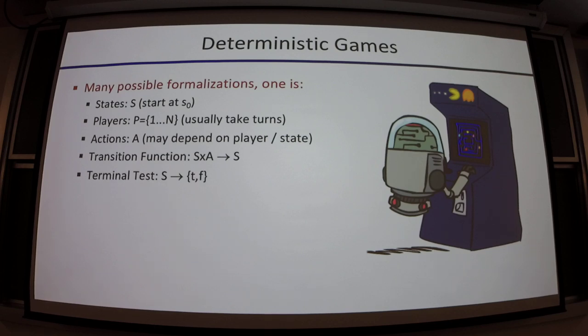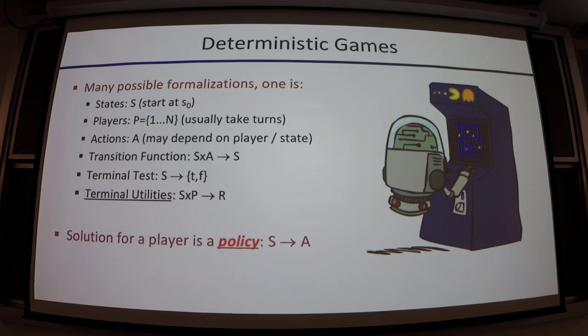We need some terminal test. Is this game over, right? And here's something new. We need a terminal utility. So given a terminal state, what's the outcome? Did I win? Did I lose? Did I draw? Did I win by some amount? Did I lose by some other amount? This kind of stuff, right? And then a solution from our perspective for a player is a policy that maps every state to an action. So given a state, I know exactly what to do, right? We're trying to develop something that provides that policy function for us, right?